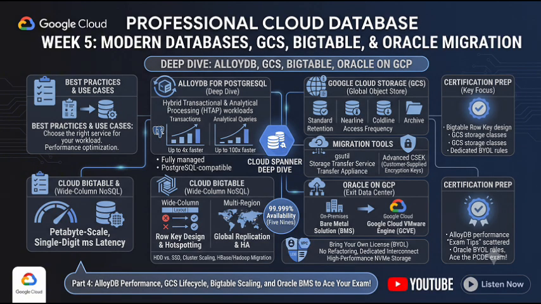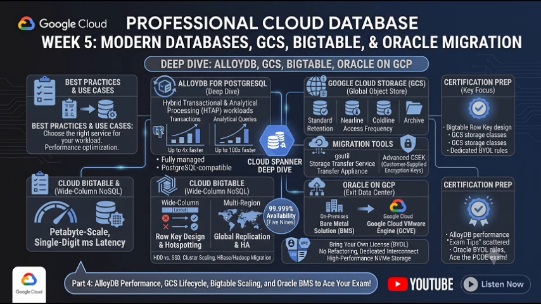Coldline. This is data you access less than once a quarter. Disaster recovery images, maybe raw footage from last year's marketing campaign. Storage is very cheap, I assume. Very cheap. But retrieval costs are higher. And finally, you have archive. This is the deep freeze. The deep freeze. Data you access less than once a year. Exactly. The storage cost is incredibly low, fractions of a cent, but the retrieval fee is substantial. This is where you put data that you legally must keep, but hope you never have to look at again.